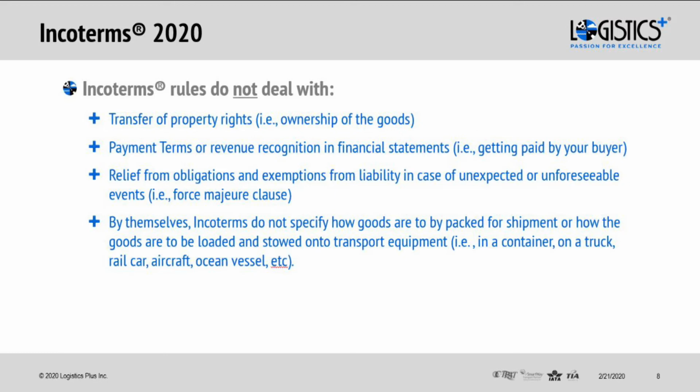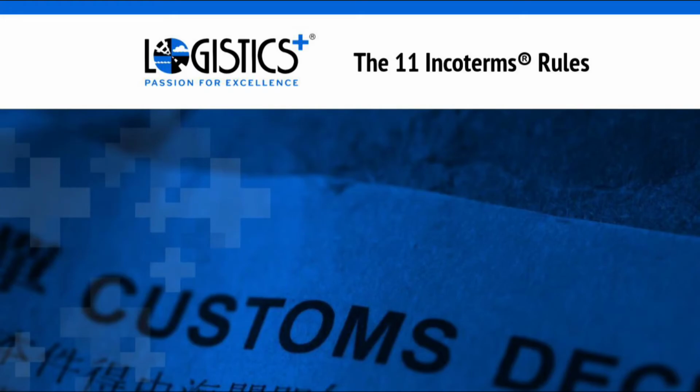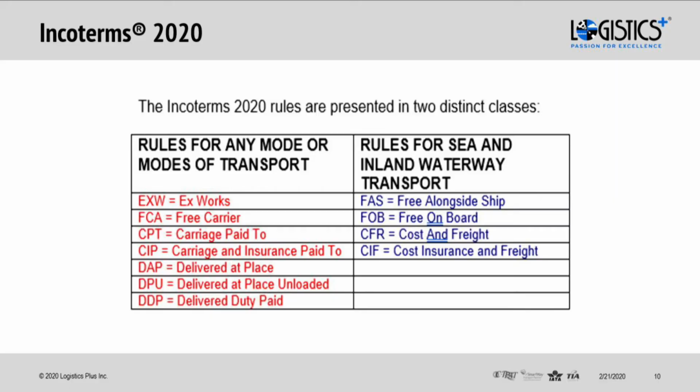And by themselves, Incoterms do not specify how goods are to be packed for shipment or how they are to be specifically loaded and stowed onto transport equipment, meaning in a container, on a truck, rail car, aircraft, or ocean vessel. On this slide, you'll see a graph of the 11 total rules in the Incoterms 2020 current version. On the left side of your screen, we have the rules that can be used for any mode of transportation. And on the right side, highlighted in blue to visualize water, we have those used for ocean or inland waterway transport only.